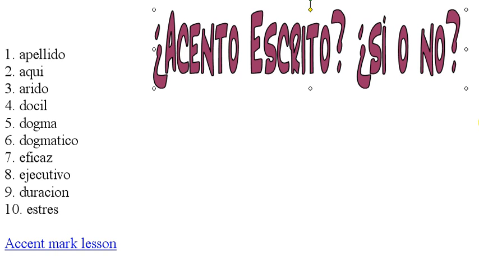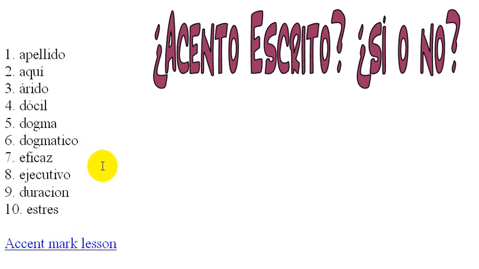So the first one, apellido, does not carry a written accent mark because the stress is over that I. Second one, aquí, will have an accent mark right here over that I because the stress is at the end. Number 3, árido, will have an accent mark over the A because the stress is the third or more back from the end. Dócil will have an accent mark over the O because the stress is right here on this syllable and it ends in something other than a vowel, N, or S.